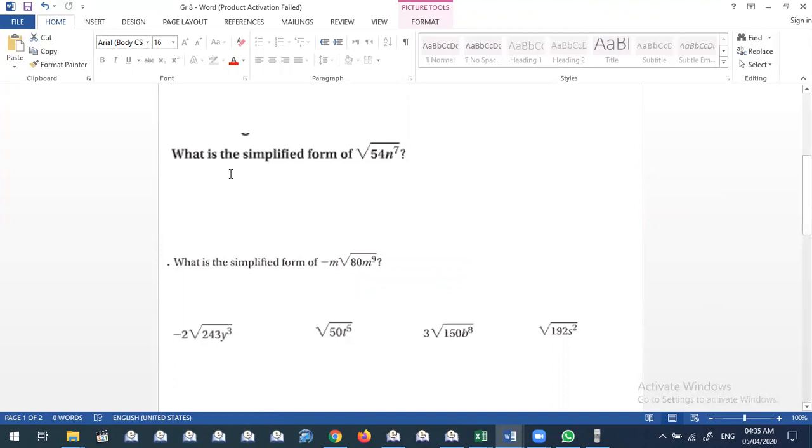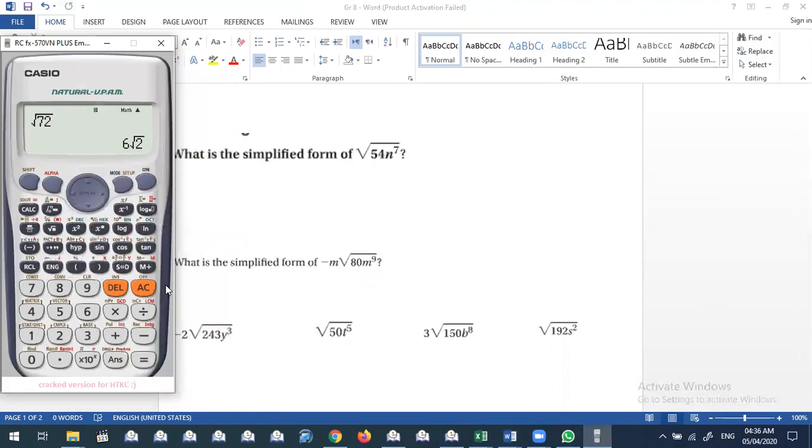Here, what is the simplified form of square root 54 n to the power 7? Step number 1: find the square root of 54 by using the calculator, no problem. Square root 54 equals 3 square root 6. So you have to write 3 square root 6. This is the answer for the square root of only 54.